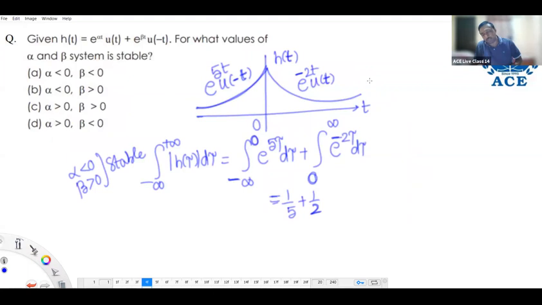Negative time, it should act like a growing exponential. Positive time, it should act like decaying, sir. Then only the area will be finite.